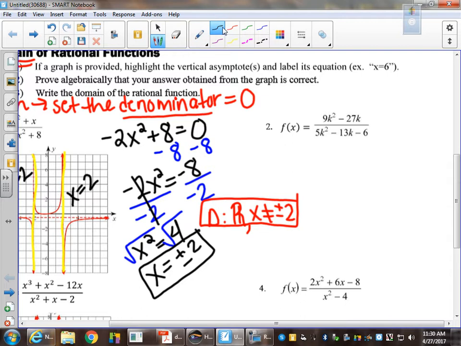Again, our rule for finding domain is to set the denominator equal to 0. 5k squared minus 13k minus 6 equals 0. In order to solve for k, because this is quadratic, we are going to factor it.